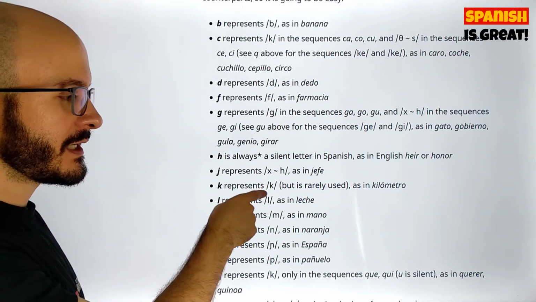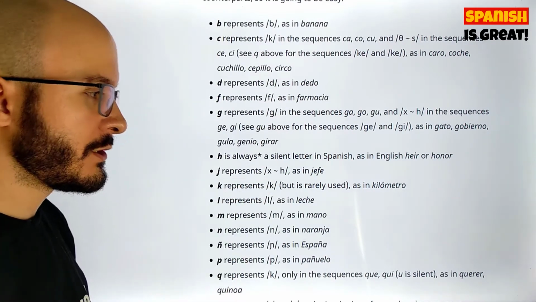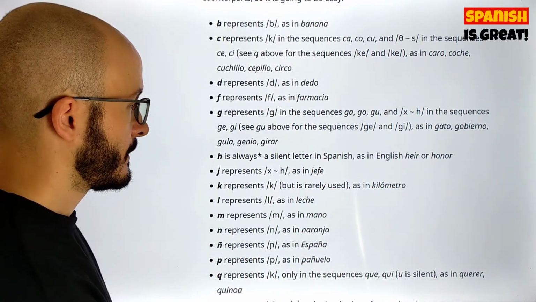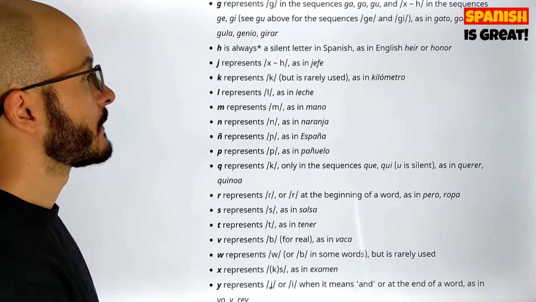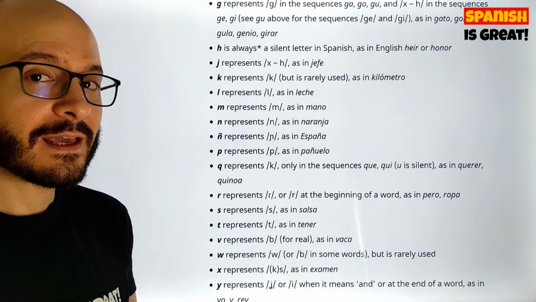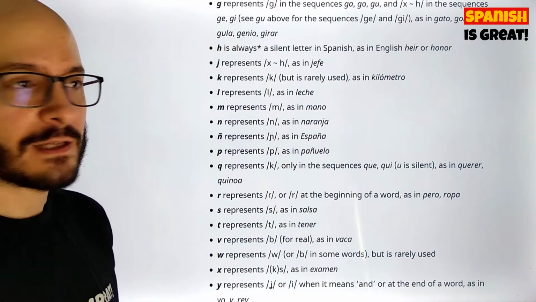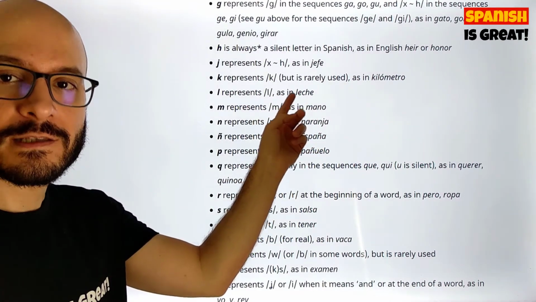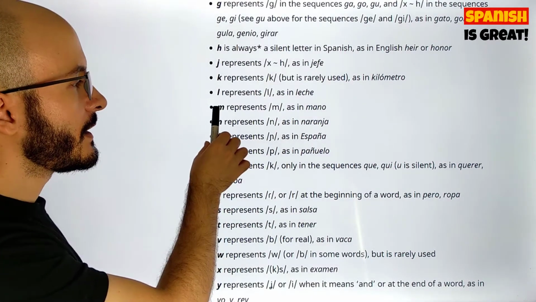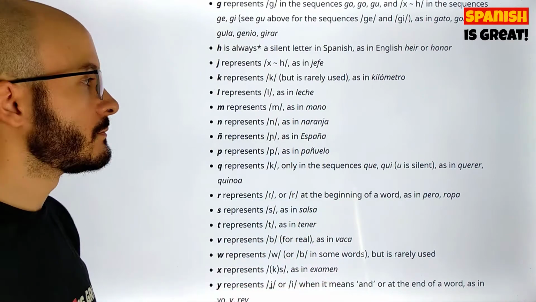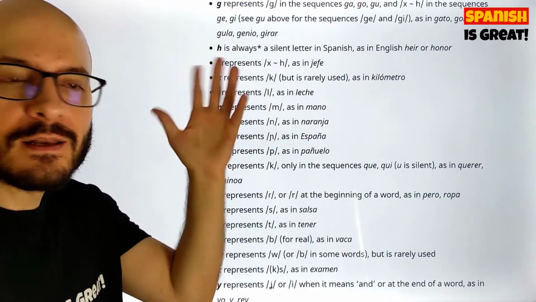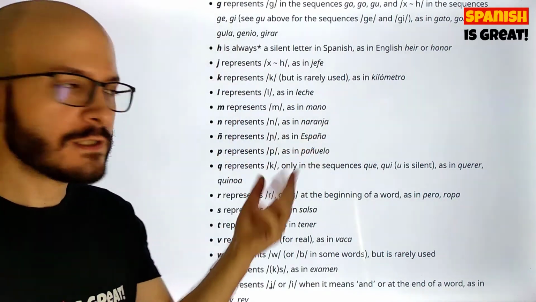Then the letter J represents this sound, again the same sound, as in jefe, boss. K represents K, but is rarely used, as in kilómetro. Kilometer, as you can imagine, because in Spain we use kilometers. L represents L, and you see that I don't say L, no, we don't say that in Spanish. We say leche, not leche, okay? M represents as in mano, hand. N represents as in naranja, orange.